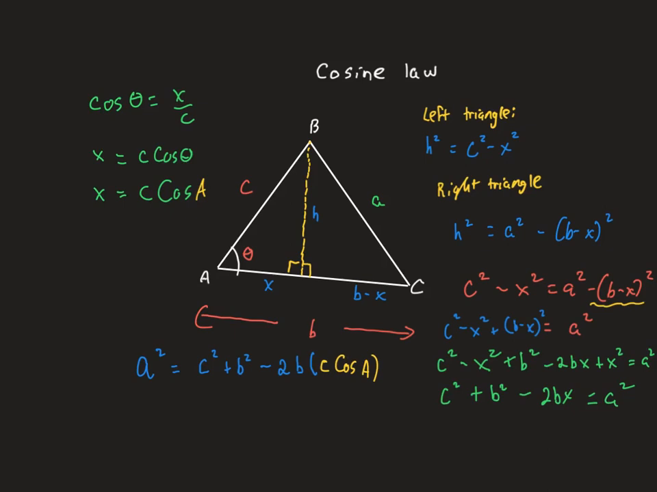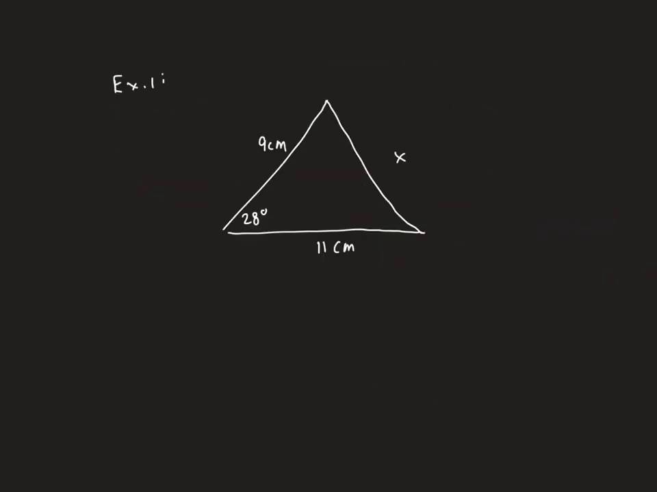So, in layman's terms, what is cosine law? Essentially, let's say you're missing this side. So whatever side you're missing, you add the squares of the other two sides, and then you subtract away from it 2 times those two sides multiplied by cosine of the angle you're given. So let's see how this works in an actual example.